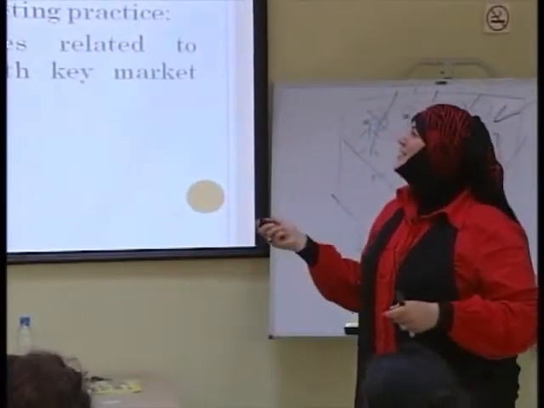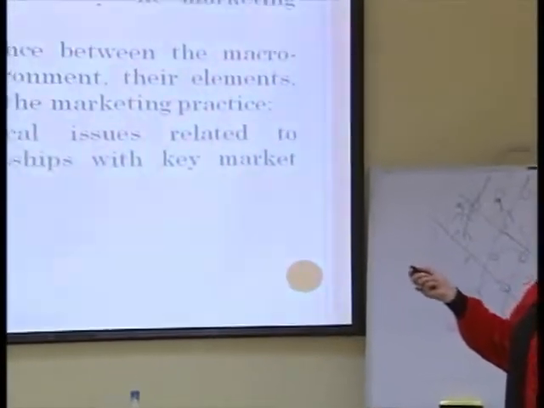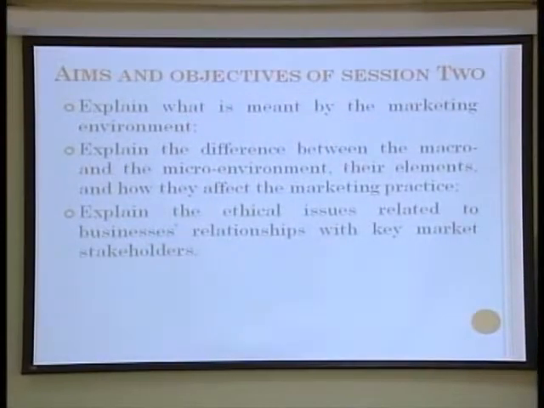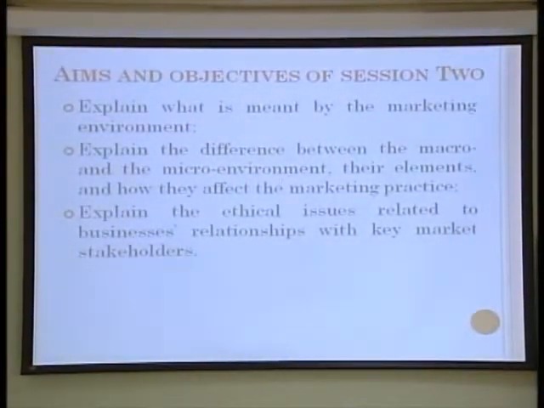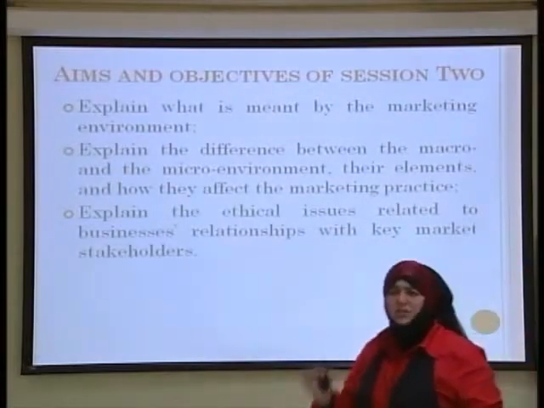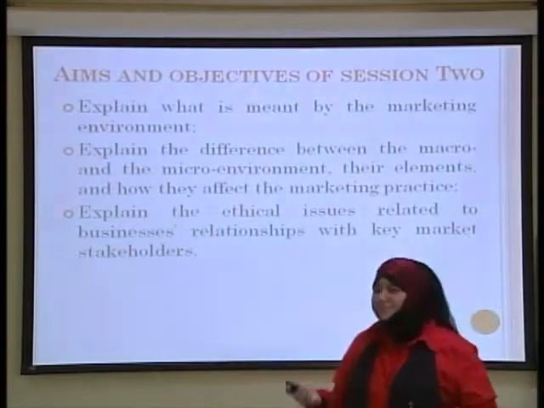Okay, now let's start by the aims. The aims are, explain what is meant by the marketing environment. What do you mean by marketing environment? This is the critical issue here. Explain the difference between the macro and the micro environment. Oh, it's a long story. It's not only just environment, it's micro and macro. Their elements and how they affect the marketing practice. Okay? And finally, to explain the ethical issues related to businesses' relationships with key market stakeholders. Okay, so only 3 aims only. It's a short session. Okay, let's start.